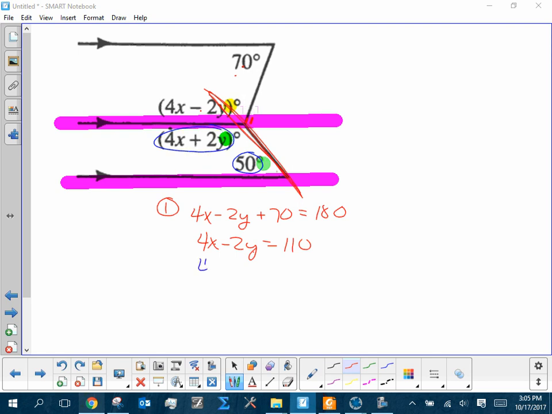130. So I'm going to go 4x plus 2y equals 130. So there's my second equation. Okay. So we have these two equations. Now what's nice is they both have x and they both have y, right?